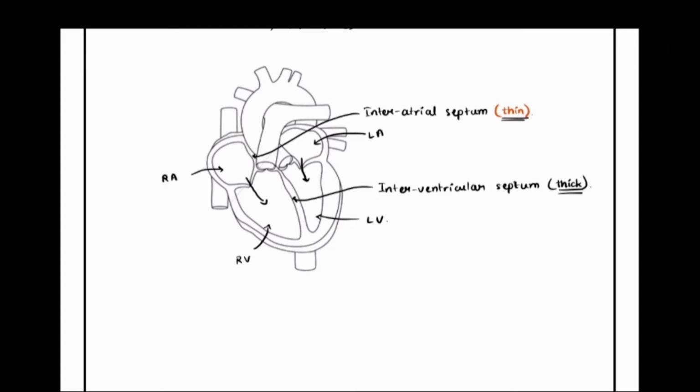Now, speaking about the right atrium and the right ventricle, there is a flap or a valve present in between the atrium and the ventricle that separates those two chambers. So this flap or valve between the right atrium and the right ventricle is called the tricuspid valve.